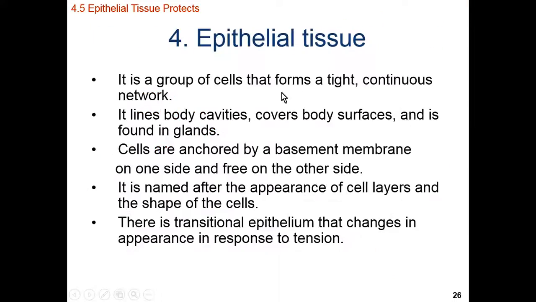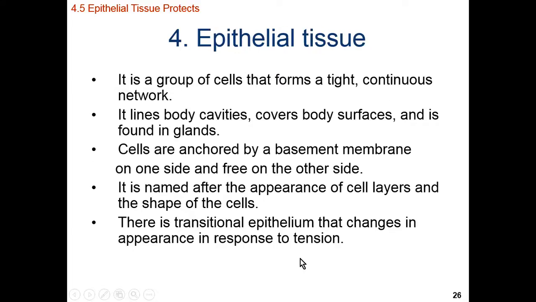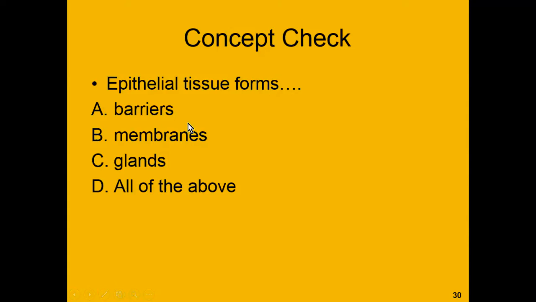Epithelial tissues form our surfaces or barriers in our bodies. Epithelial tissues are going to be forming membranes in our bodies. And it's also worth emphasizing that our epithelial tissues are going to form our glandular secretions, or our glands in our bodies. So epithelial tissues form barriers, membranes, and glands.